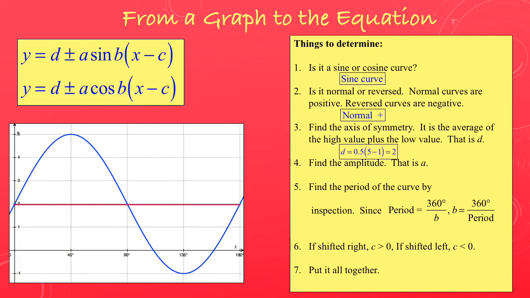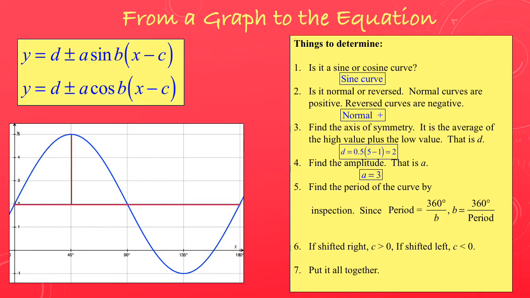Next, we need to find the amplitude. Whatever the amplitude is, that will be the value of A. The amplitude we know is the height of the curve above its axis of symmetry, which we just found to be 2, and the height of the curve is 5, so that makes the amplitude 3. Therefore, A is equal to 3.